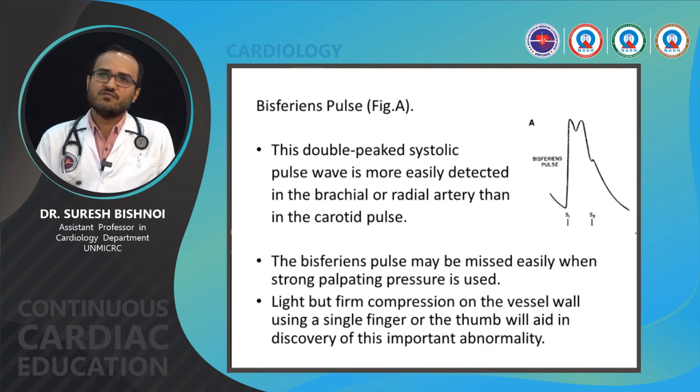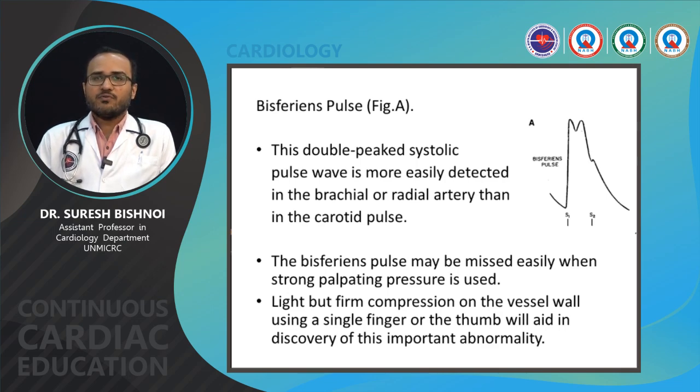So the bisferiens pulse, which is shown in the diagram, has a rapid upstroke, then there is a fall, and there is a second upstroke, and both upstrokes occur during systole. These are followed by the dicrotic notch and rapid decrease. So there is a high systolic blood pressure and low diastolic blood pressure. This typically occurs in AR, or AR with a mild to moderate AS.